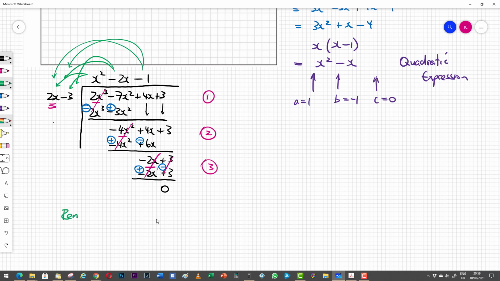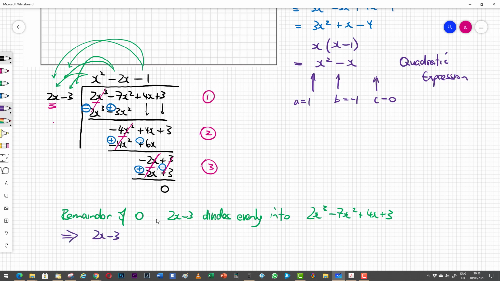Because we have a remainder of 0, that means that 2x minus 3 divides evenly, so evenly with no remainder, into our cubic expression, which was 2x cubed minus 7x squared plus 4x plus 3, and therefore we can say that 2x minus 3 is a factor of the cubic expression 2x cubed minus 7x squared plus 4x plus 3.